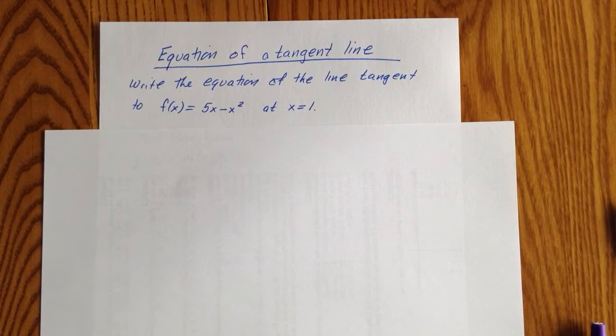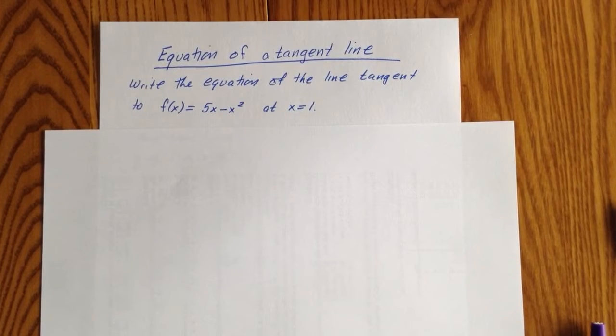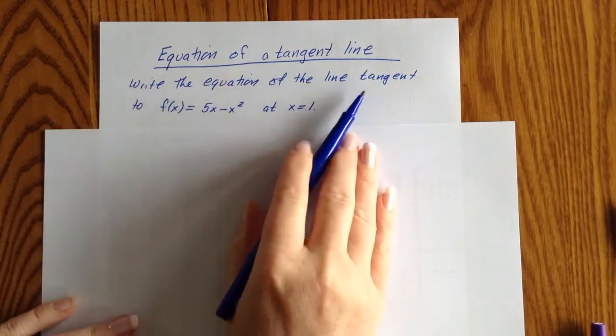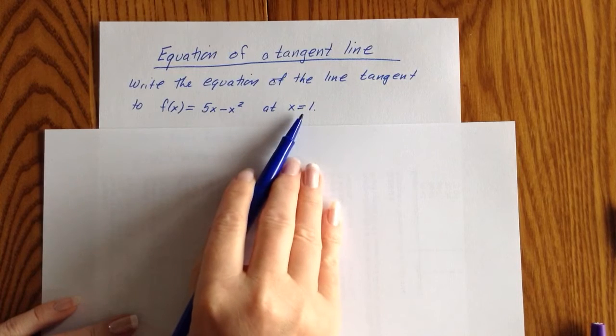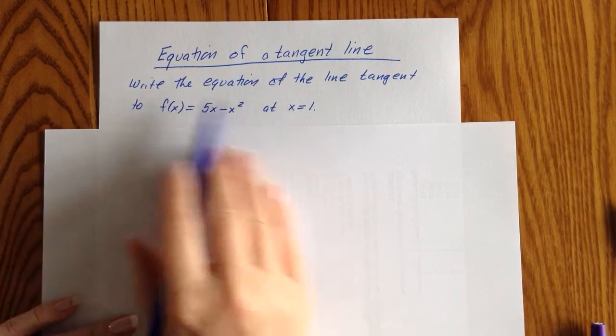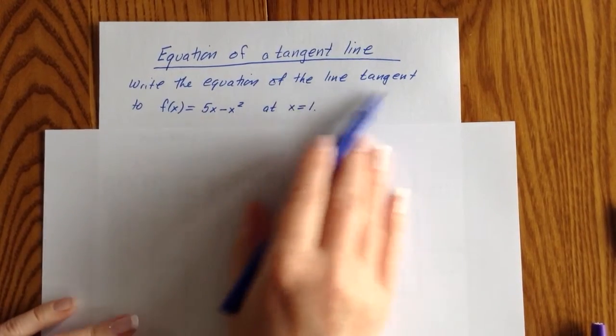Today we will be writing the equation of a line tangent to a curve at a point. So here's our first problem. Write the equation of a line tangent to this parabola at the value of x equals 1. So we're going to need to write the equation of a line, specifically a tangent line.